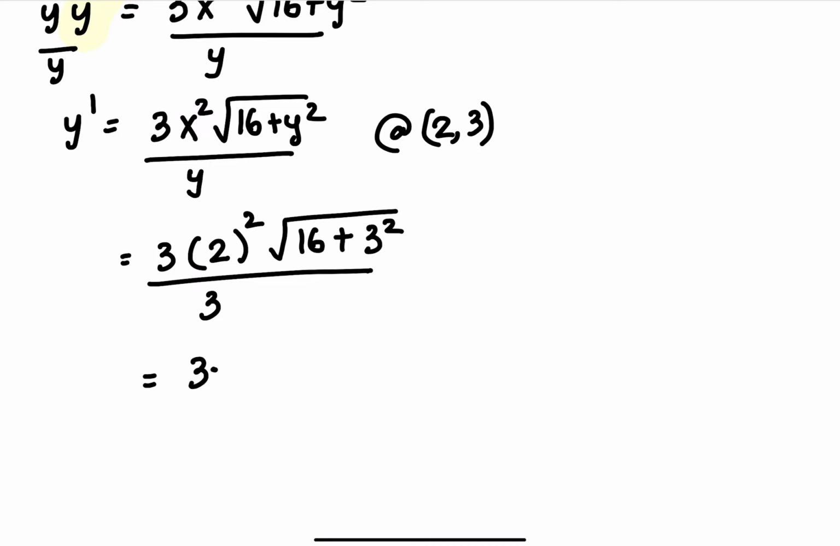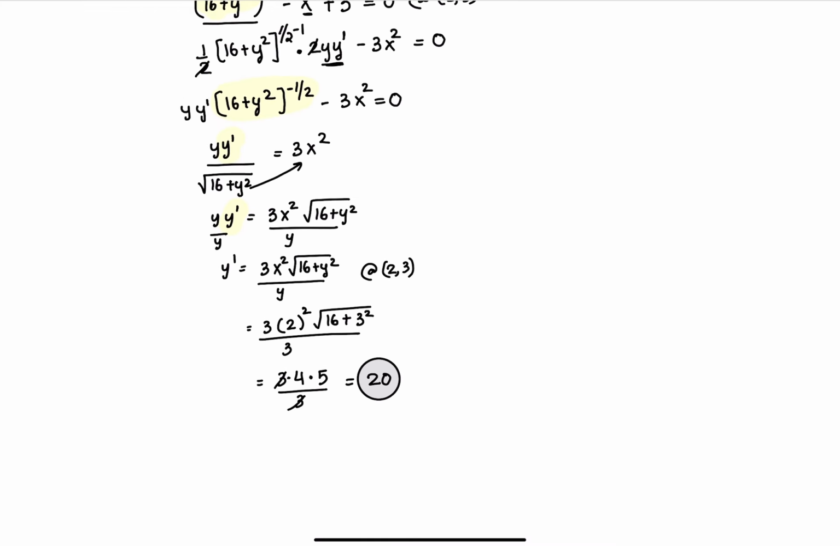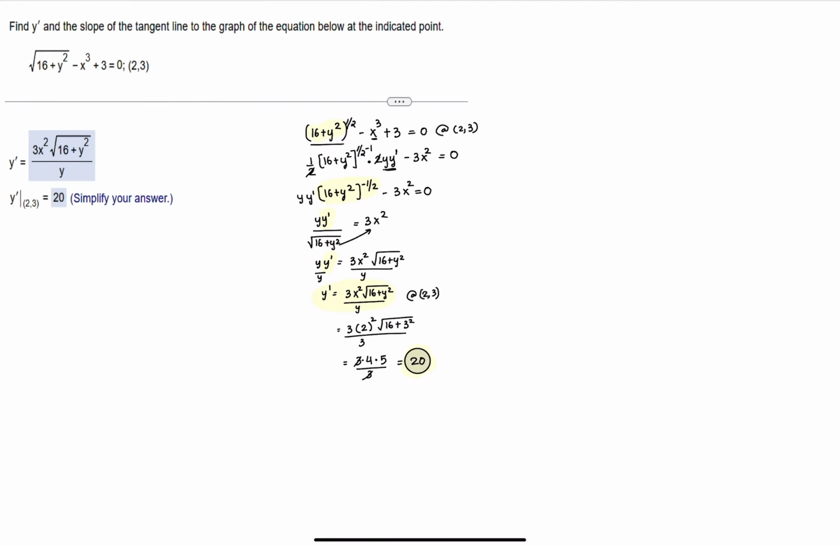3 times 4 times 16 plus 9 is 25, radical 25. Square root of 25 is 5 times 3. My final answer is 20. So here your answers would be y prime and 20. Let's see if they match. There you go, y prime and 20.